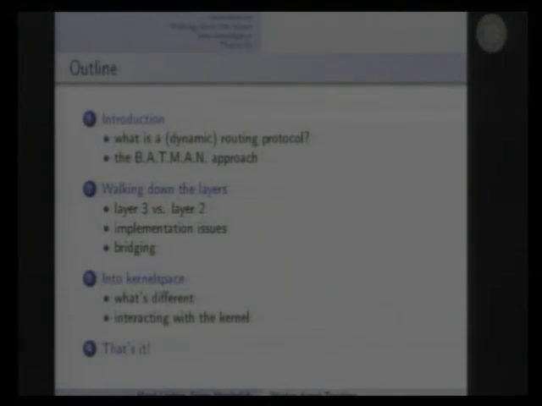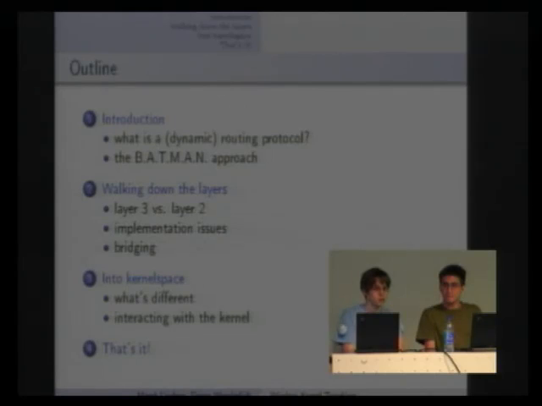Thank you and welcome to our talk. I will first give a short outline. We will introduce what a routing protocol is, in case you don't know, and what is different in Batman. But we won't talk about Batman here, we will talk about how to go down the layers from layer 3 to layer 2, and we will talk about the problems which got solved automatically and the new problems, and we will show you how we brought this into kernel space.